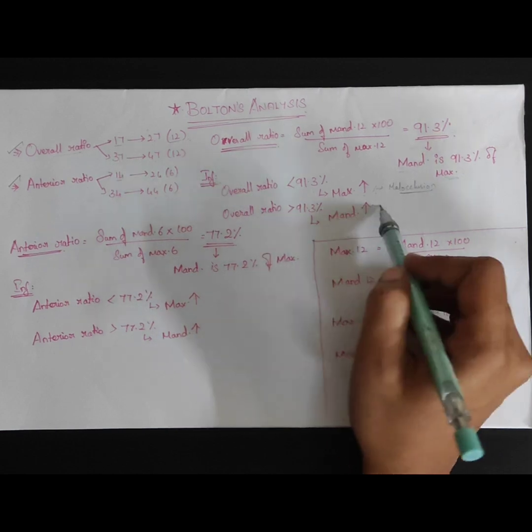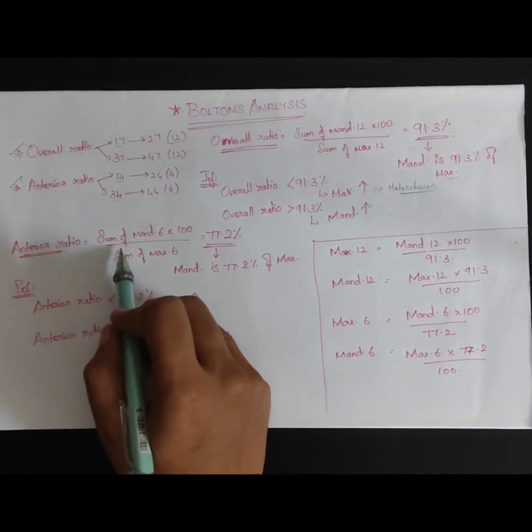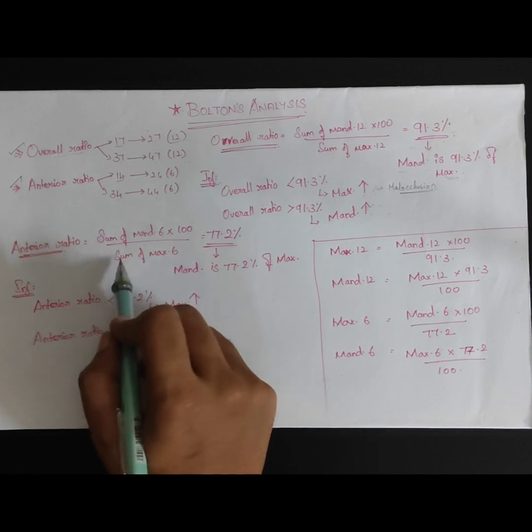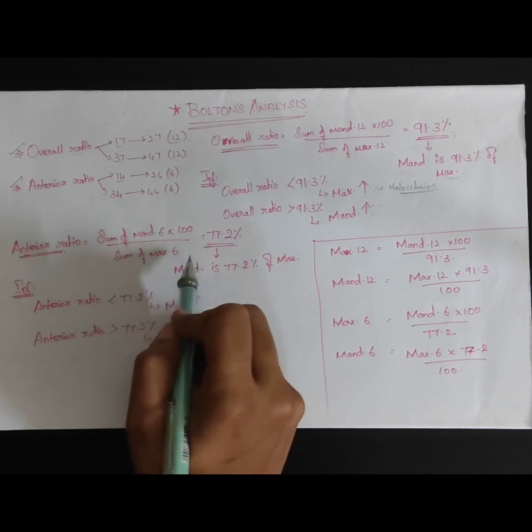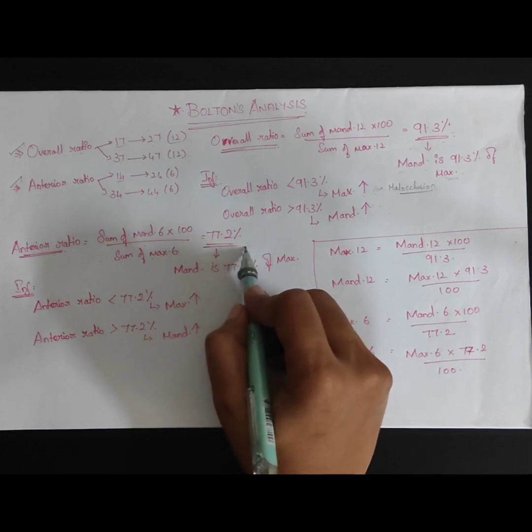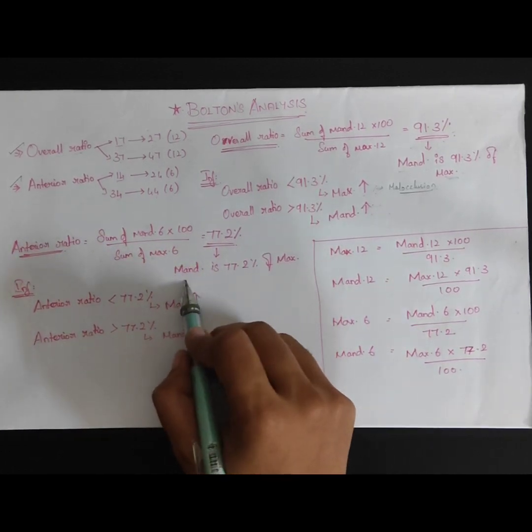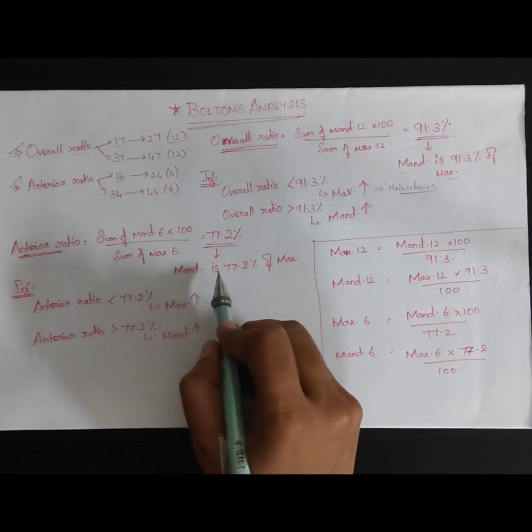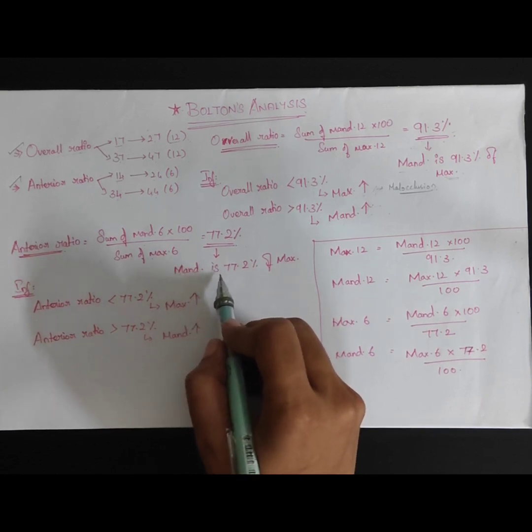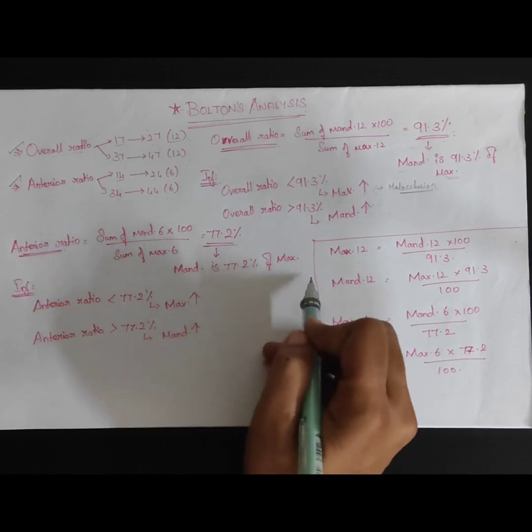So this is for overall ratio, and the anterior ratio is also the same: the sum of mandibular 6 into 100 divided by the sum of maxillary 6, which gives a value of 77.2%. This 77.2% means that the mandibular tooth material is 77.2% of the maxillary tooth material.